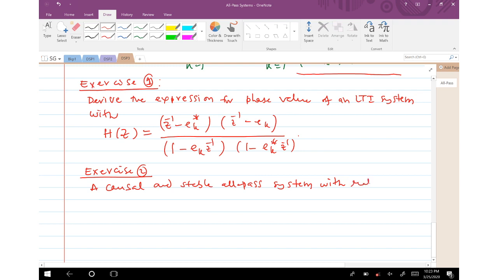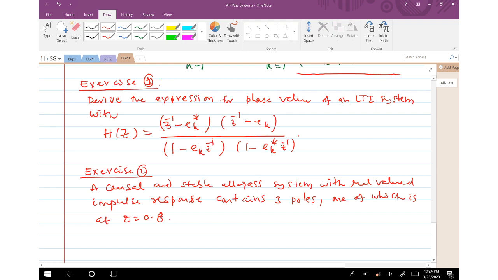So with real valued impulse response, okay, assume that it contains 3 poles. That's what we are giving, contains 3 poles, and one of which, out of these, one of them is at z equal to 0.8. We are giving you the information of one pole here, okay.